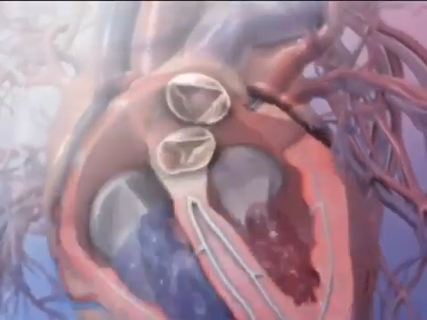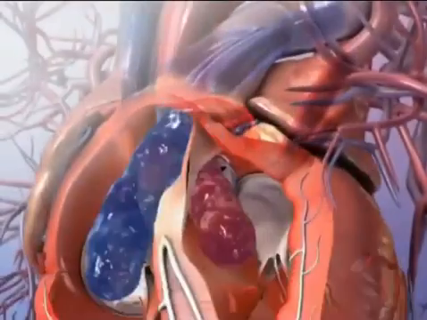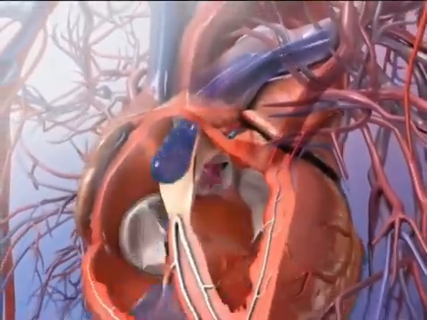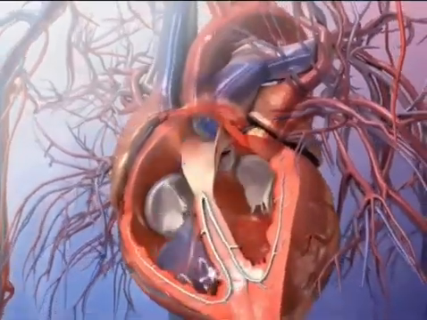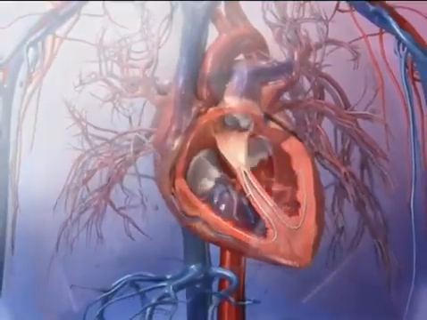The other two valves are the aortic and pulmonary semilunar valves. These valves prevent the backflow of blood into the segment it just exited. Each of the four valves is composed of flaps called leaflets or cusps, which prevent backflow of blood in the wrong direction.